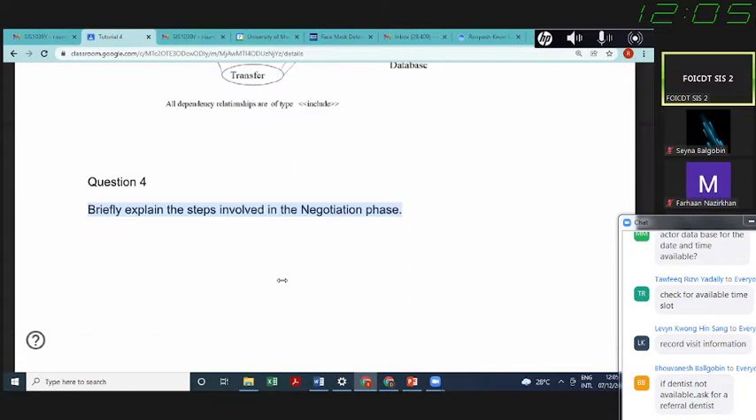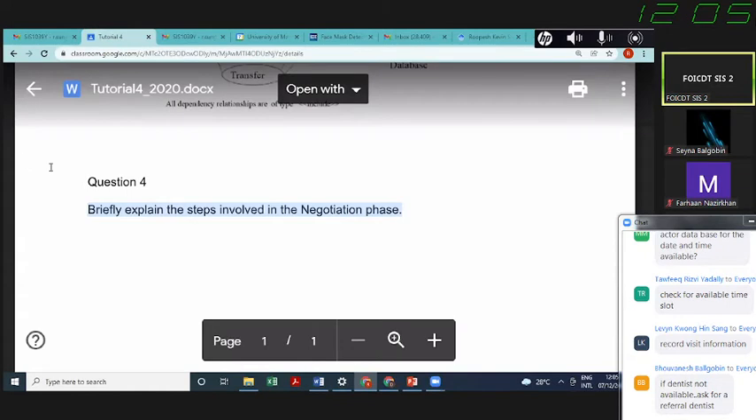Record visit information. So who is going to record the visit information? This is the way we really need to think. Is it going to be the doctor? Is it going to be the patient? No, it's going to be the receptionist. So we have a process which is record visit information, and this is linked to the actor, which is the receptionist.